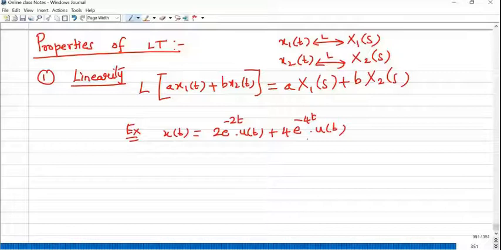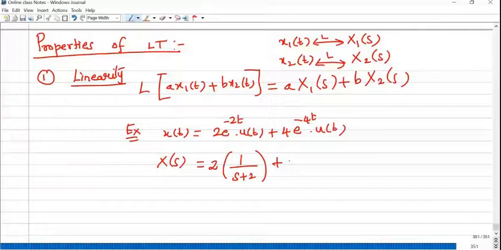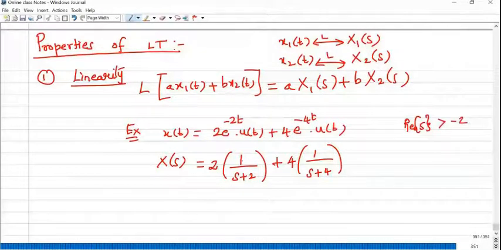So how to find the Laplace transform? A times X1 of s: the constant is 2, and for e power minus a t u of t the formula we already know, 1 divided by s plus 2. Here 4 is a constant, for e power minus 4t u of t the result is 1 divided by s plus 4. What is the region of convergence? For the first part, real part of s is greater than minus 2. For e power minus a t u of t, the result is 1 divided by s plus a, with ROC real part of s greater than minus a. So greater than minus 2, and greater than minus 4 for the second term.